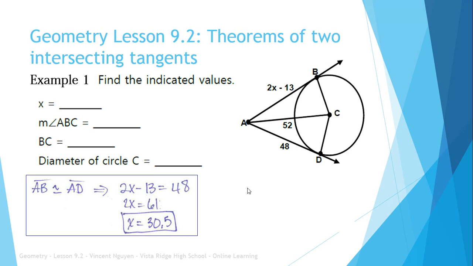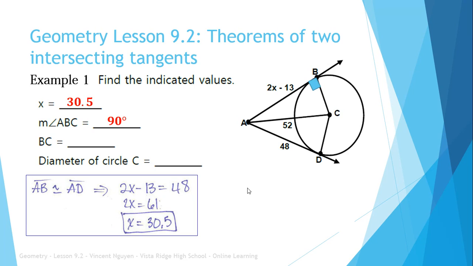And you get the x value to be 30.5. So far we found one answer, 30.5. The angle ABC actually comes from the property of a tangent line. Remember, we talked about the property of a tangent line being perpendicular to the radius. So, because it is perpendicular, it creates a 90-degree angle. Therefore, angle ABC is 90 degrees.